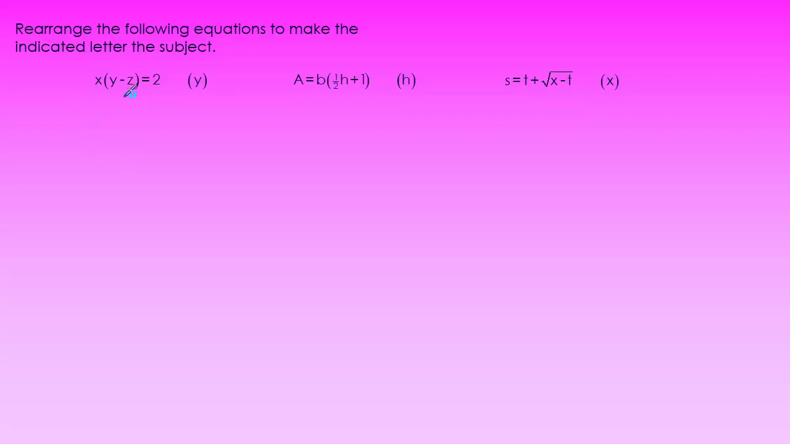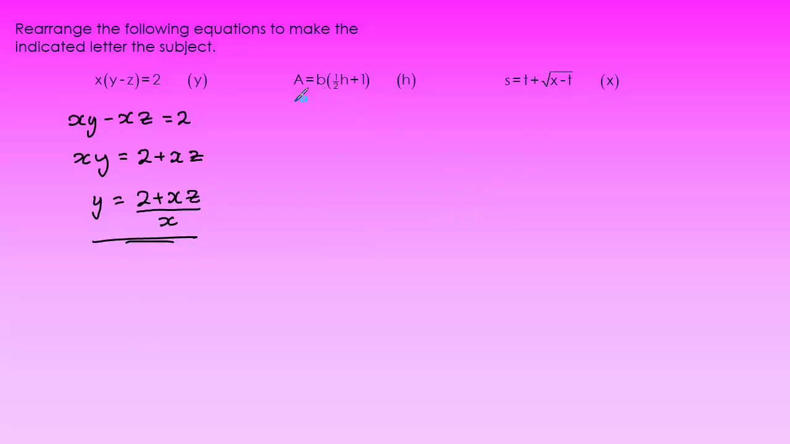Now I would be tempted to expand this bracket and get xy minus xz is equal to 2. Now I want y on its own, so anything that doesn't contain y I'm going to move to the other side. So xy is going to be 2 plus xz, and now all I need to do is divide both sides by x, and I've got y on its own, like so.